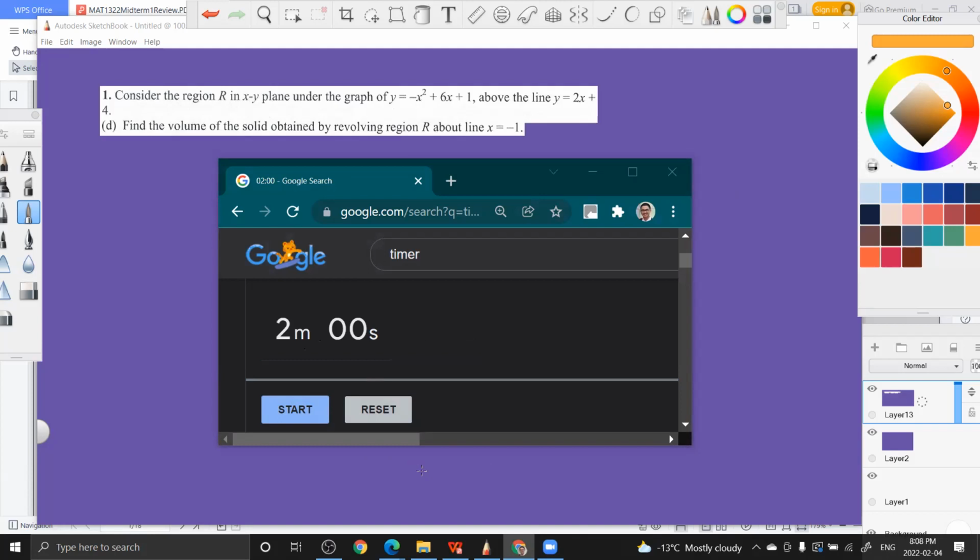Okay, someone asked, how do you make negative x squared plus 6x plus 1 into a function based off y? That is a good question. I'll show you how to do it. Oh wait, the timer isn't starting. Okay. Oh well.